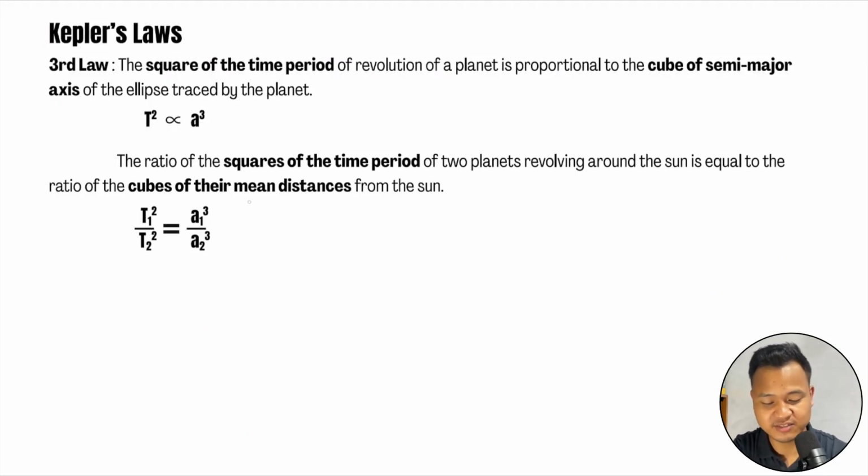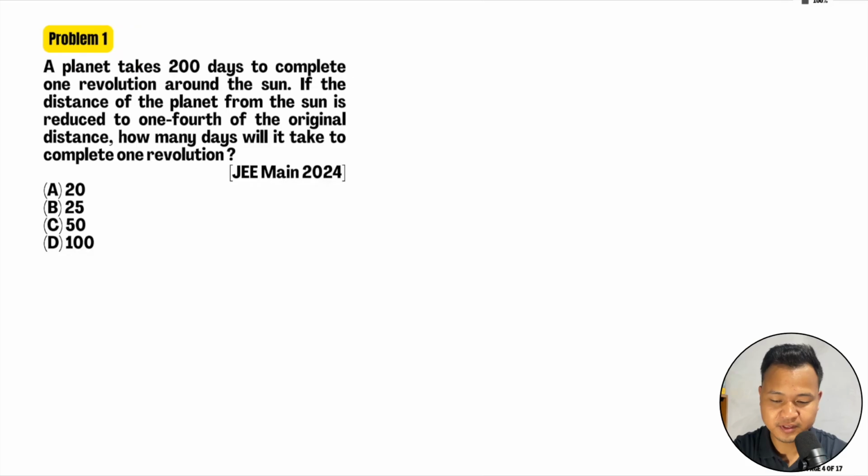To apply this in a question, the square of the time periods of two planets, planet 1 and planet 2, so T1 squared by T2 squared should be equal to A1 cubed by A2 cubed. Okay, right? So this relation we are going to use in solving the question.